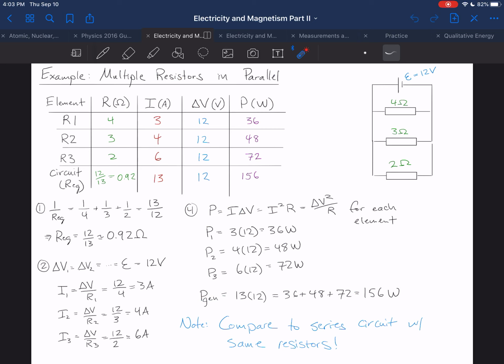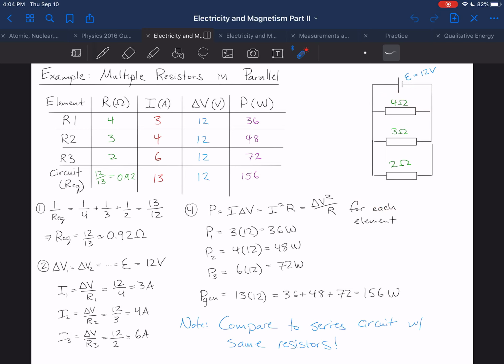All right, so how do we do this? First steps first, we fill in what we know. We know that resistor 1 is 4 ohms, resistor 2 is 3 ohms, and resistor 3 is 2 ohms. Okay, so 4, 3, and 2 for our different resistors. And we know that our total EMF is 12 volts. That's right here. Now, first steps first, we want to calculate the equivalent resistance of these resistors together.